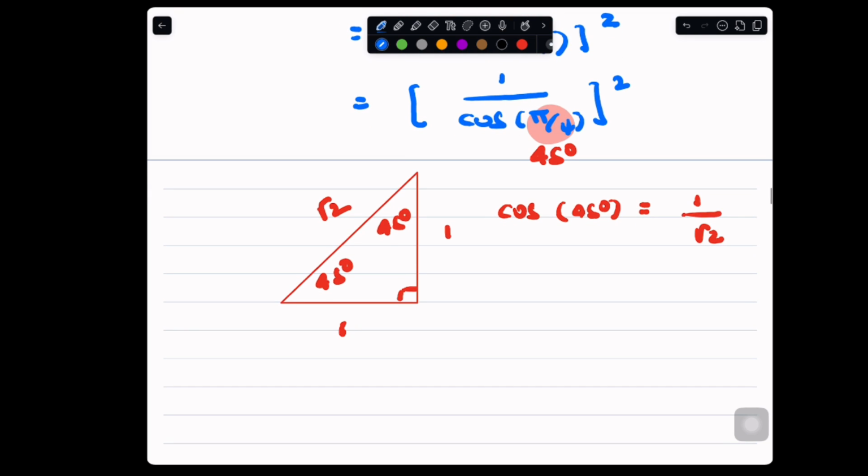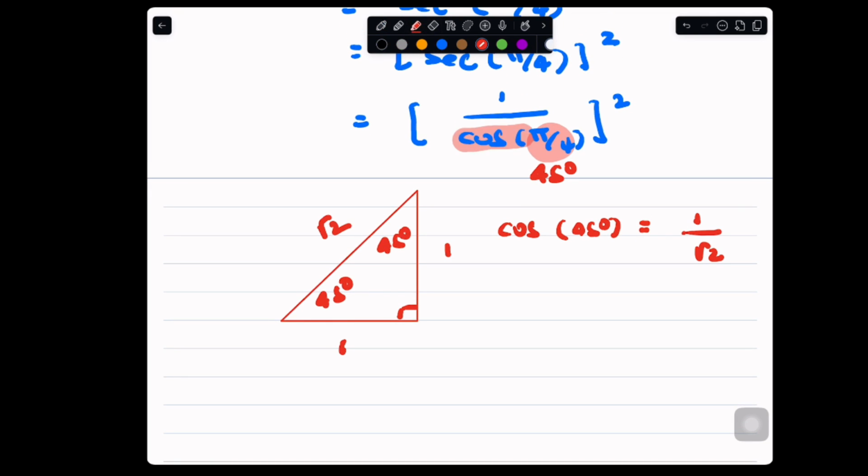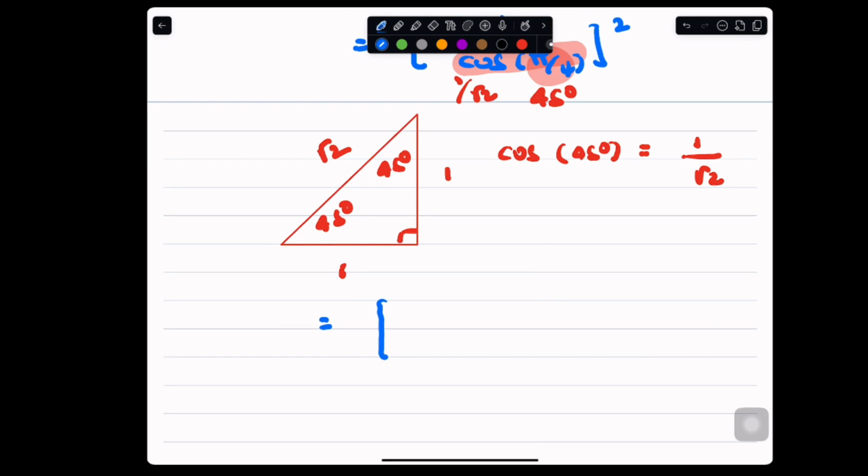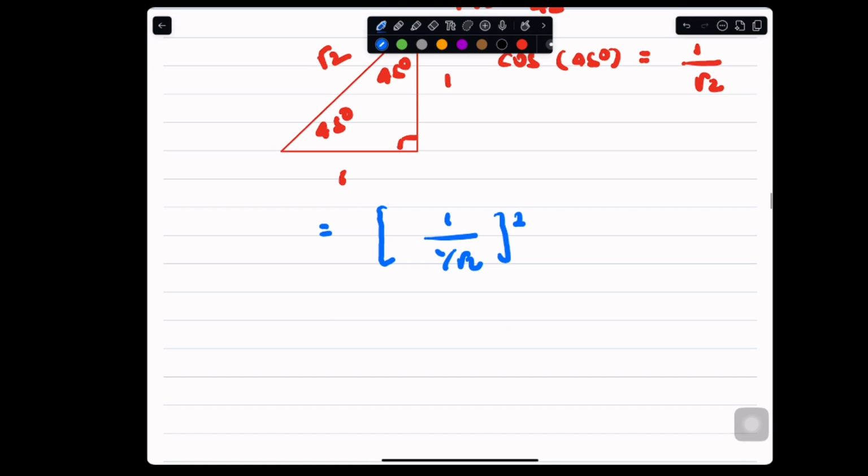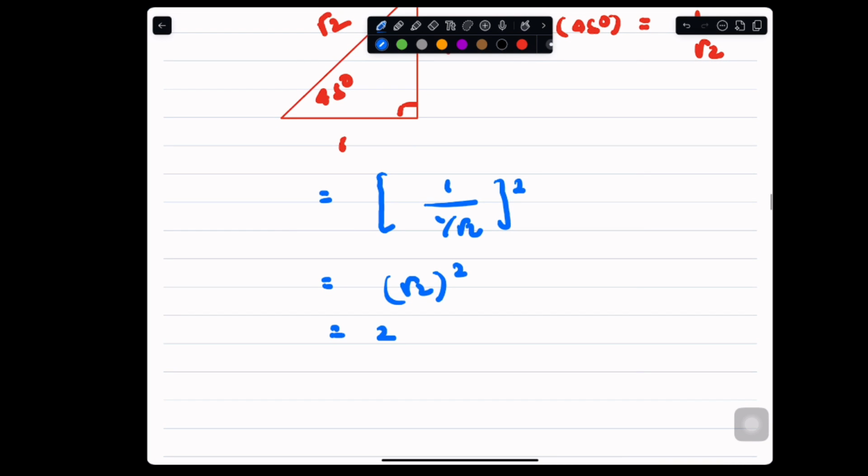So I can plug this value in right here. I can say, well, that's going to be 1 over the square root of 2, which means I have 1 over 1 divided by the square root of 2 to the second power. By using some of the algebra or arithmetic, isn't that just the square root of 2 squared? Which is 2. So double check, ladies and gentlemen, that m tangent is the value 2. Okay, I think I'm okay.